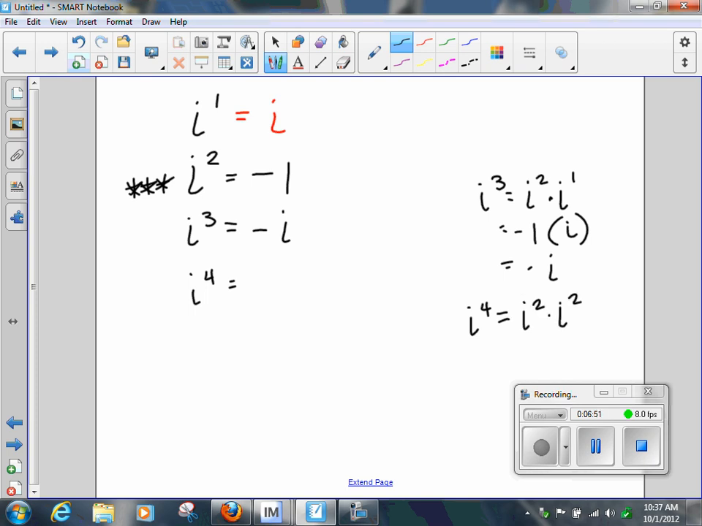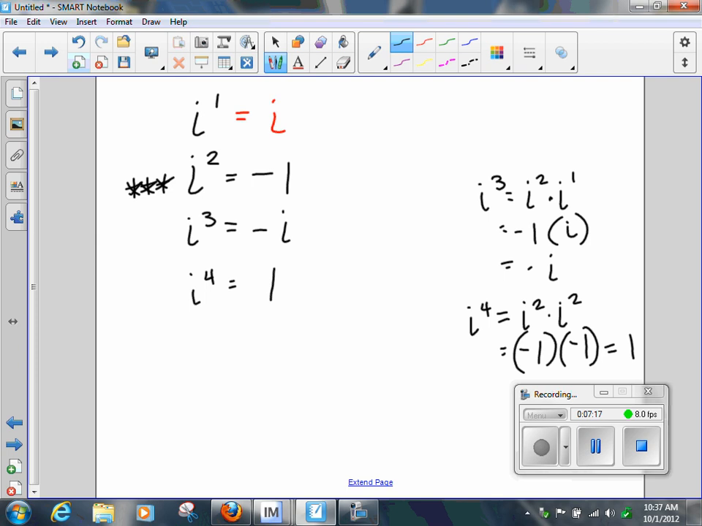Well, isn't i to the fourth actually i squared times i squared? Yes or no? All I'm doing is using my rules of exponents, prior knowledge from Algebra 1, and I'm good at the rules of exponents. I know my rules, okay? What is i squared? -1. Oh, i squared is -1. What's -1 times -1? +1. Now do you see the pattern?